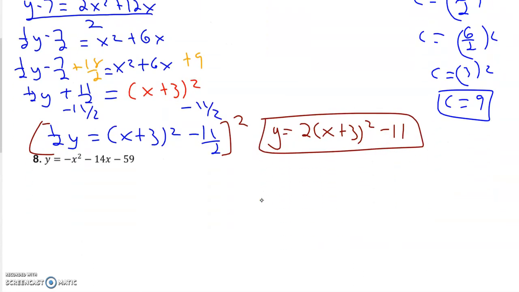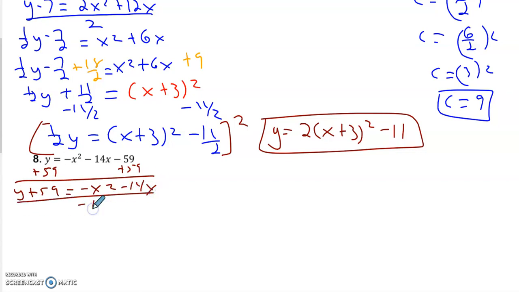Taking a look at the next one. So the next one, I need to get c on the other side, so I'm going to add 59. And I'm going to get y plus 59 equals negative x squared minus 14x. Then I divide by negative 1 because a has to be 1 and it has to be positive. So I'm going to get negative y minus 59 equals x squared minus 14x.